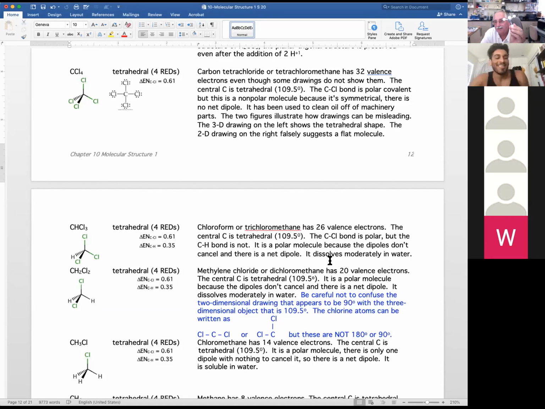Okay, so now I took off all the chlorines, right? And guess what? Now there are no rockets to fire. There are no polar bonds here. So this is a nonpolar molecule. The common name is methane. It's a gas.